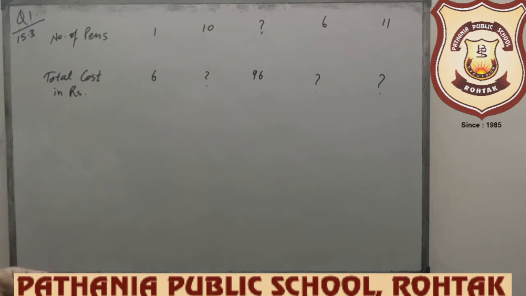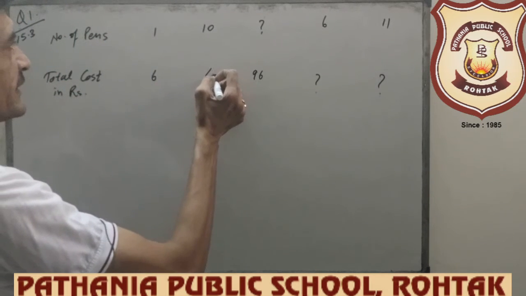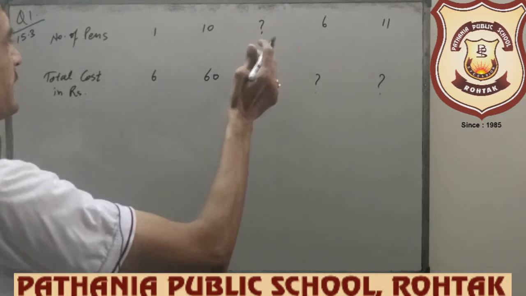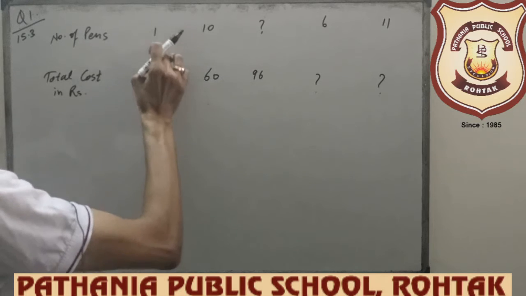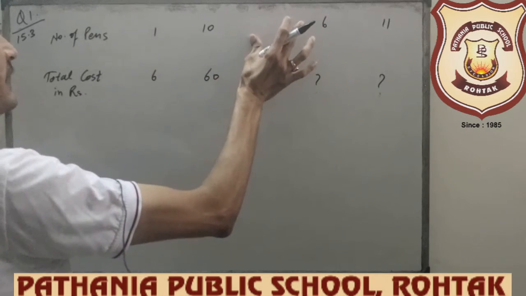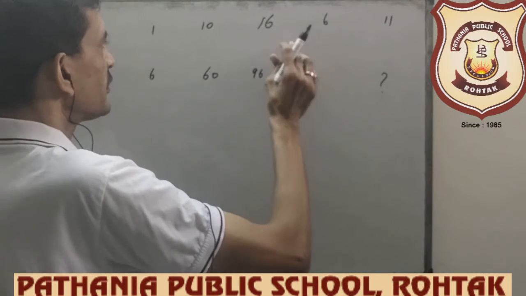Cost of 1 pen is rupees 6. Then cost of 10 pen is rupees 60. Then how many pens are there of 96 rupees? We divide the cost by 6. So 16 6 is 96. Now 6 pen cost is not given.